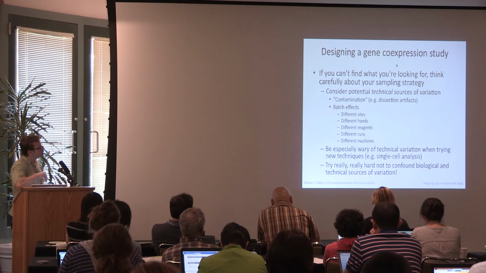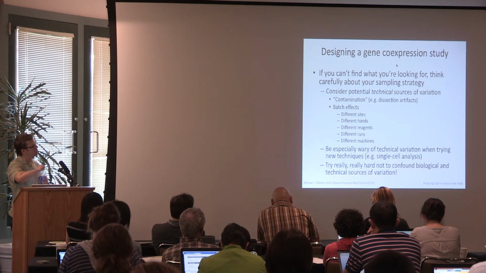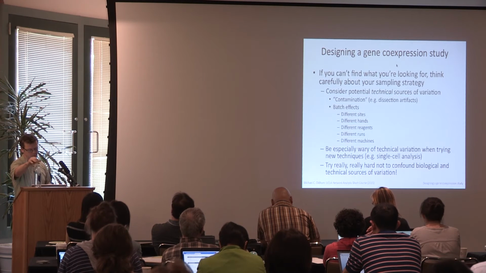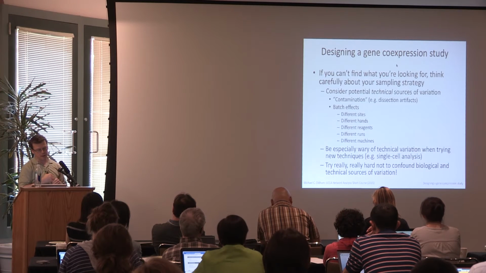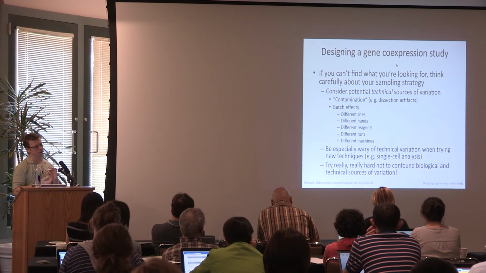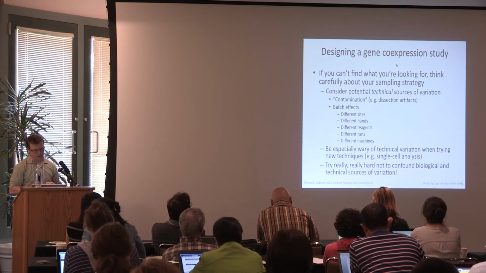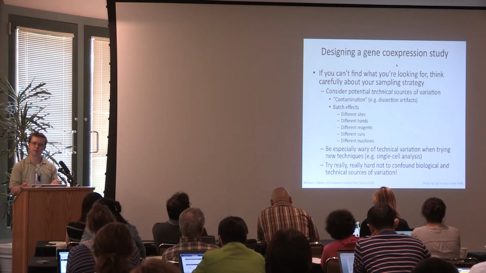So, if you can't find a data set in GEO or ArrayExpress that you think meets your needs and you are going to generate yourself, I think it's very important to consider the technical sources of variation that might interfere with your biology. One of them can be this contamination, which I showed you earlier. That's a sort of a biological artifact. So in brain, for instance, we often get more or less white matter in a given sample. White matter is mostly oligodendrocytes, so that can affect the reading of the oligodendrocyte module.